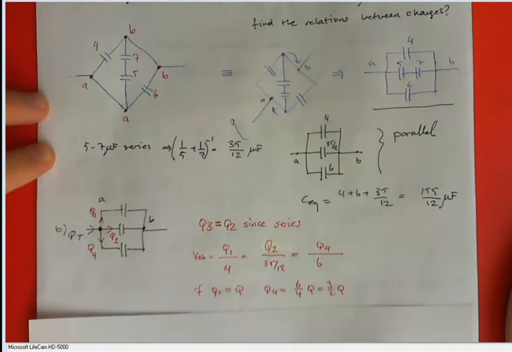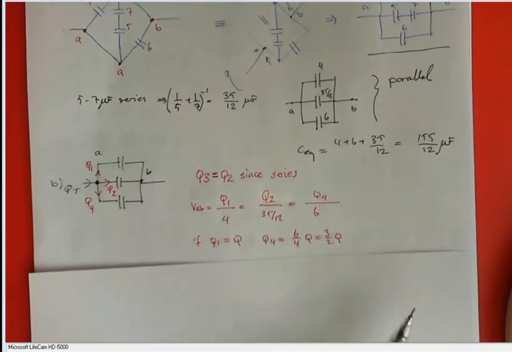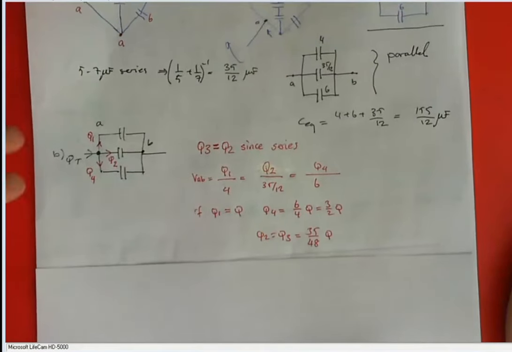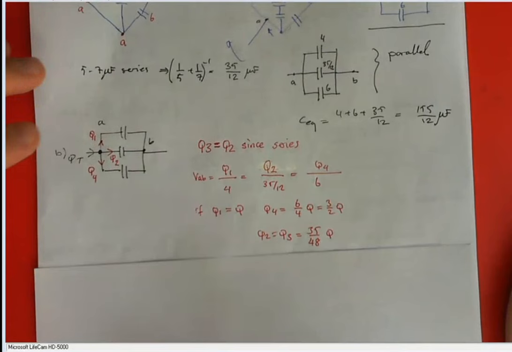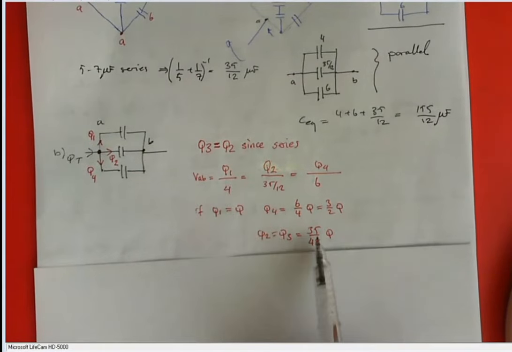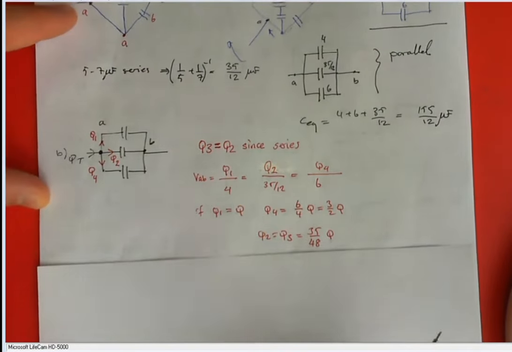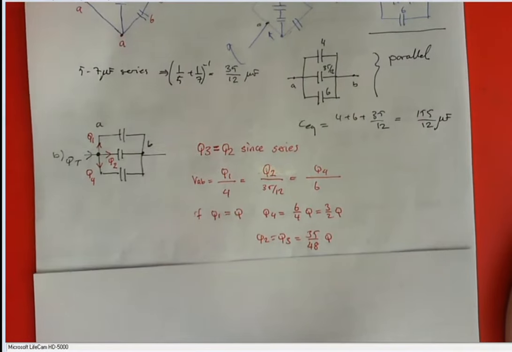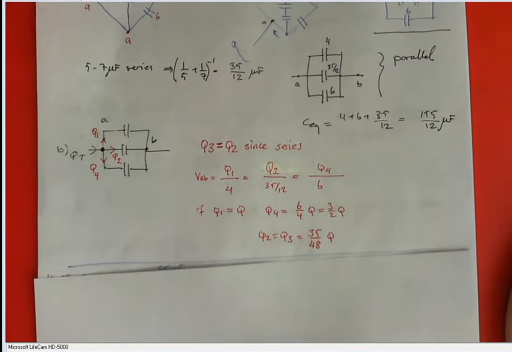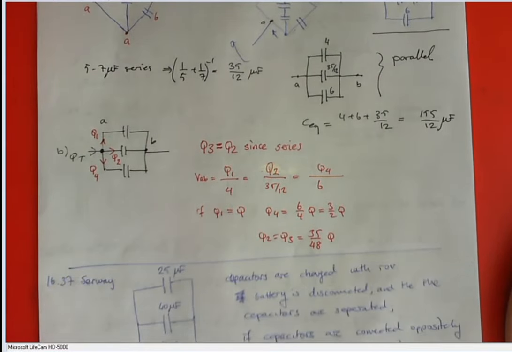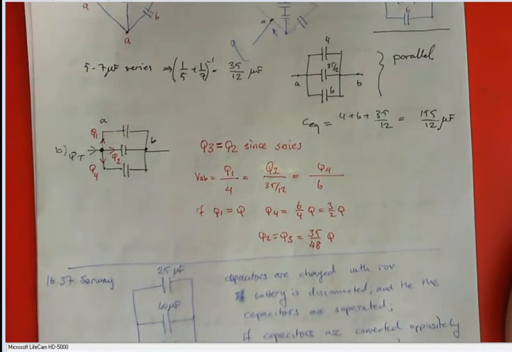And next, what we have is Q2 and Q3, and that would also be this thing. If I call this Q, that will be 35/48 times Q. So those are the relations between the charges. All right. So this was rather a simple question. And our next question would be this one.